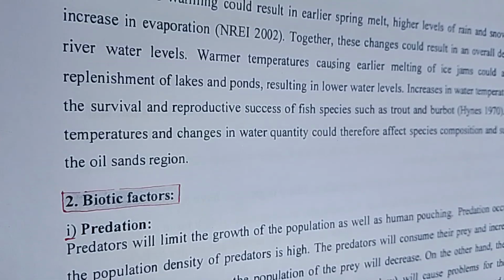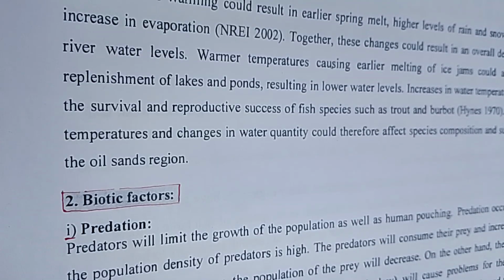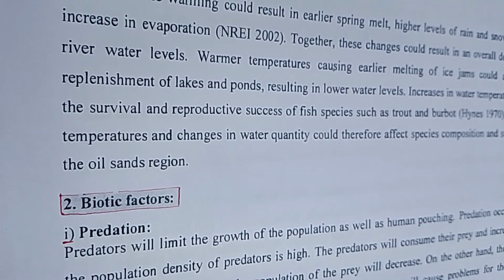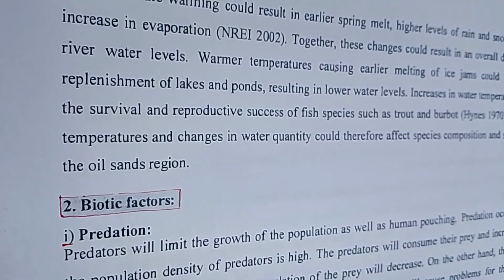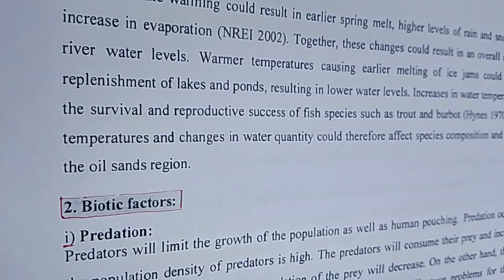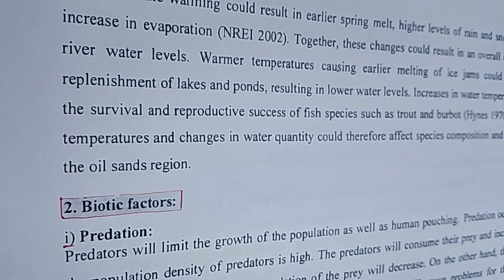Geographical space: if a species can only survive within a given ecosystem, the size of the ecosystem will prevent further population increase. Climate: global climate warming could result in earlier spring melt, higher levels of rain and snow, and an increase in evaporation. Together, these changes could result in an overall decrease in river water level.